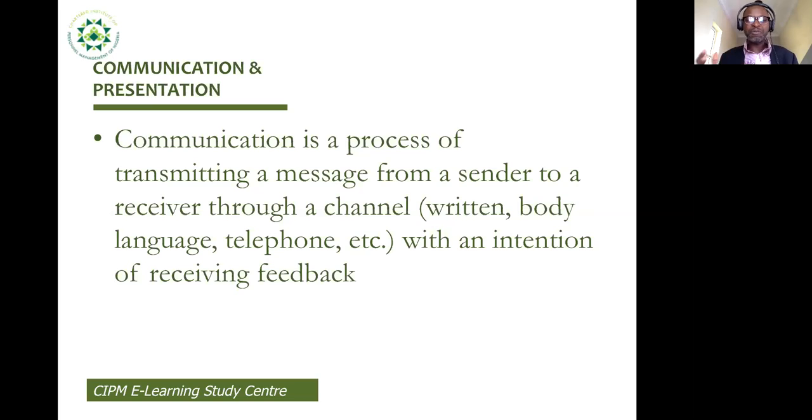So you must clarify your feedback. What's your feedback? Is it just a nod? Is it a yes? Is it a feedback to draw people to come and vote for you? Is it a feedback of even inciting anger in the person? You must clarify your feedback.